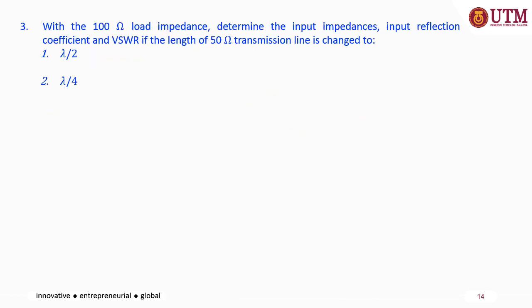Okay. Let's move on to the last question, question 3. With the 100 ohm load impedance, determine the input impedance, input reflection coefficient, and VSWR if the length of the 50 ohm transmission line is changed to, okay, you have different lengths now. So you have ZL fixed to 100 ohm, and you have your Z0 equal to 50 ohm. But now the L is changed to lambda over 2 and lambda over 4. So you need to consider both L in your calculation.